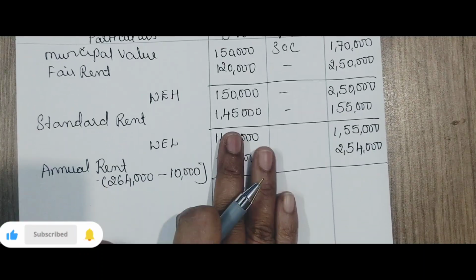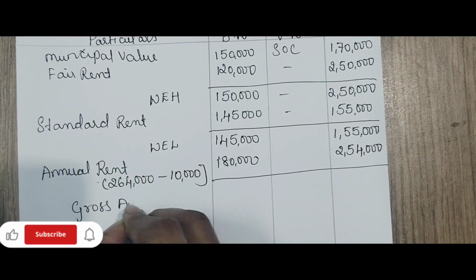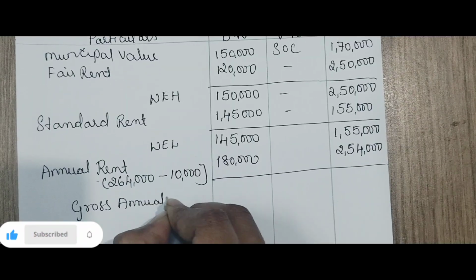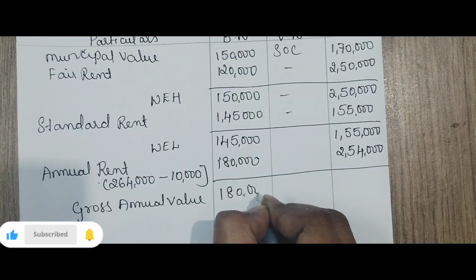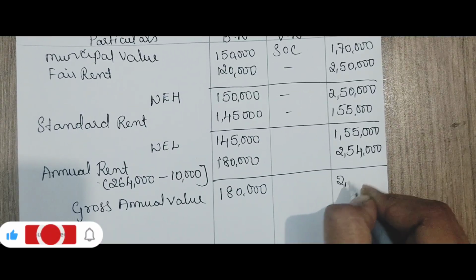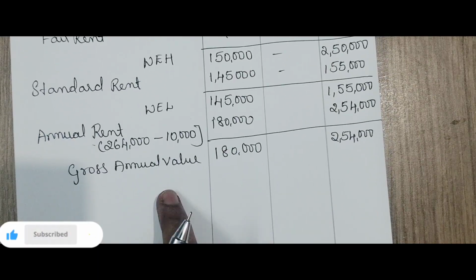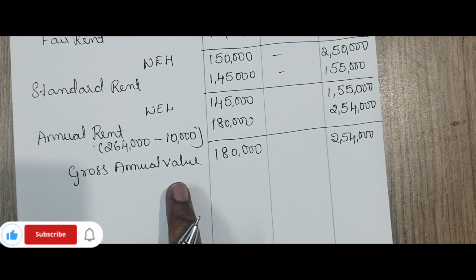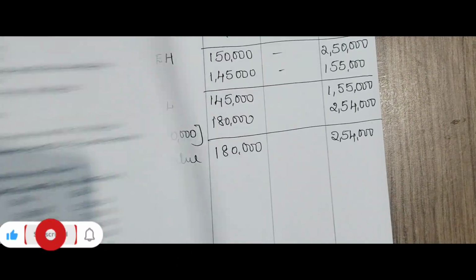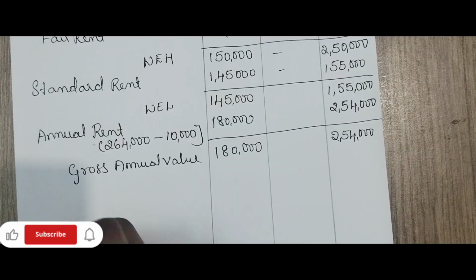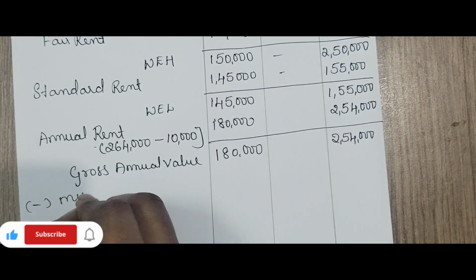This will be called your gross annual value. Whichever is higher you are going to take: 1,80,000 and 2,54,000. From this, if any vacancy period is there, you should deduct it. But here there is no information related to vacancy. So from the gross annual value, you are deducting the municipal tax.